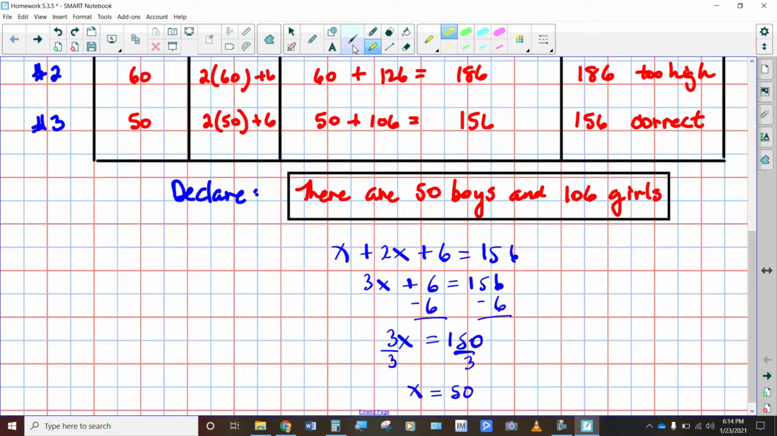Then I take away 6 from each side, because 3x plus 6 is 156. So I want to know what 3x is equal to before I added the 6 on, and that would be 150. What do you multiply times 3 to give you 150? Well, that is 50. So once you know what x is, you can use that to figure out the other variable. The boys was x, so that would be 50, and the girls must be 2x plus 6, which is 106 in this case.